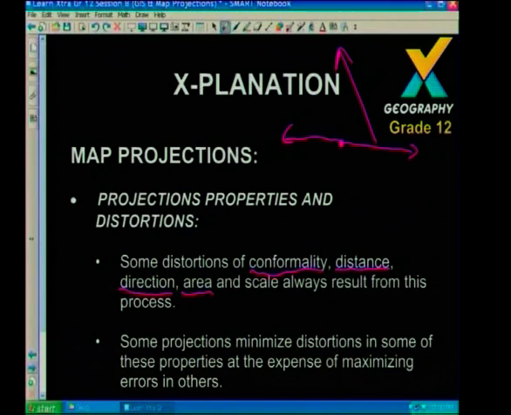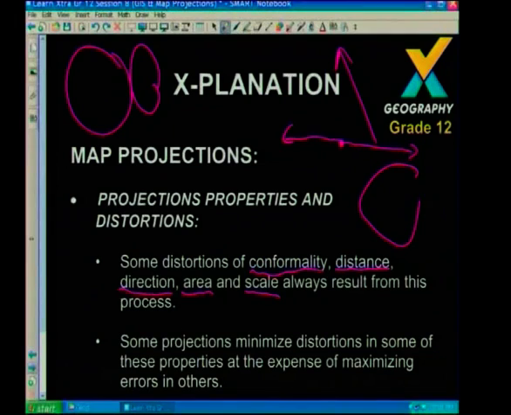I could get the area. It may look bigger than actually what it is, okay? Scale, I could have another problem with scale, where features in certain parts of the map may have a different sort of scale compared to the outer. Maybe if I have a map here, and the center of the map may have the right scale, and the scale may be slightly incorrect on the outside, okay? All right, so we have these distortions.